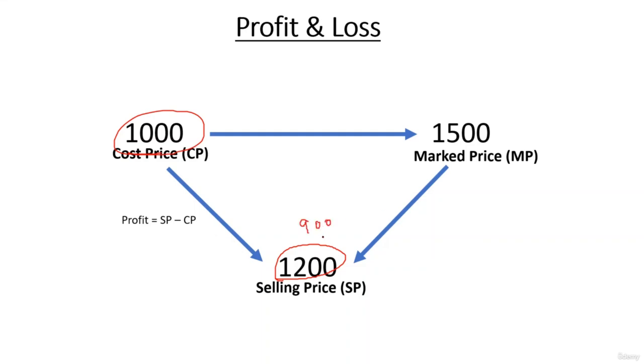Now probably due to some market conditions, if he had to sell this same equipment at 900, then in that case the profit would be negative. The profit would be 900 minus 1000, which is minus 100. That means he has a loss. Negative profit would indicate that there is a loss.